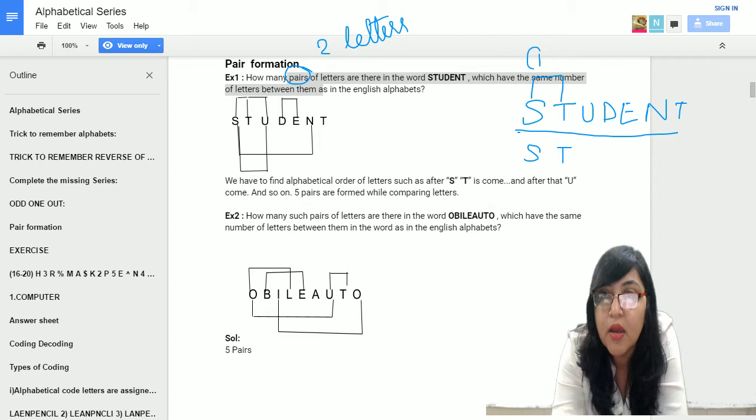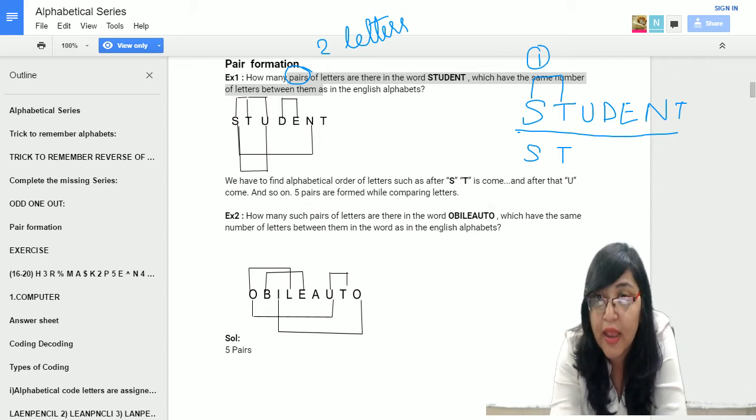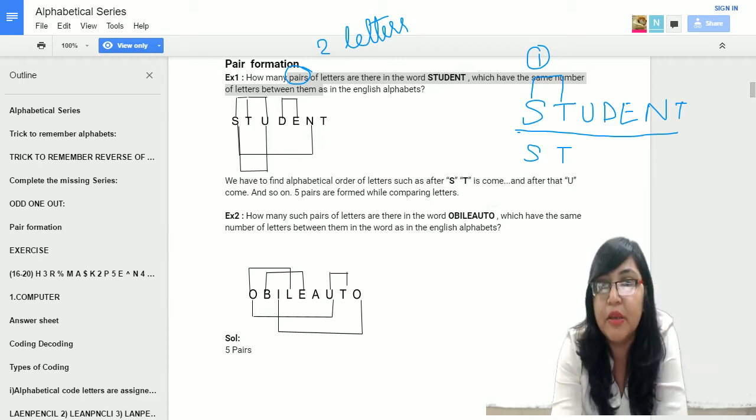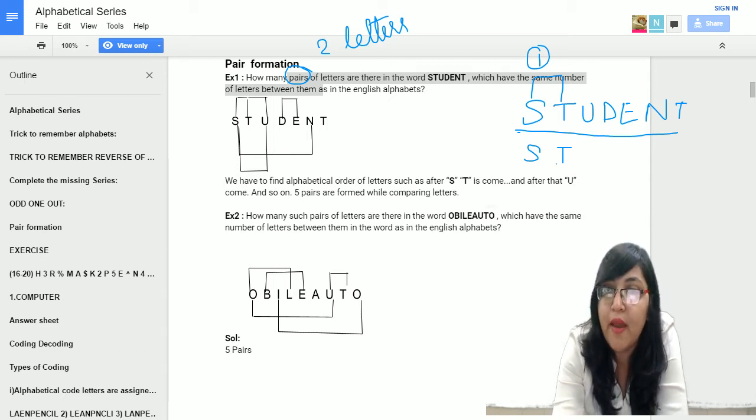So this is our one pair. Okay, next let us move on. You do not have to stop over here, you have to continue, because you might also get another pair of letters. Okay, so next ST, then in the English alphabet, what do you have? ST, U, V, W, X, Y.